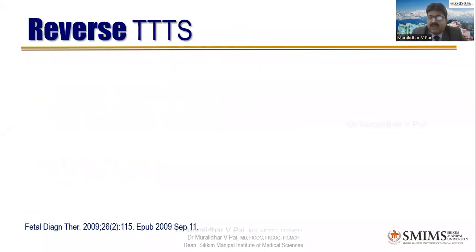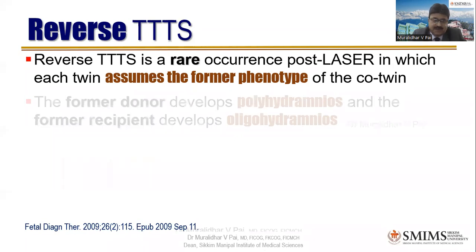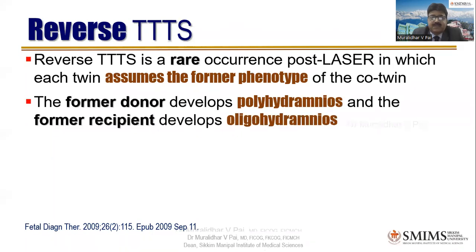Now there's one more entity called reverse TTTS. That means the donor becomes recipient and recipient becomes donor. It's a rare occurrence post-laser in which each twin assumes the former phenotype of the co-twin. As I said, the donor becomes recipient and recipient becomes the donor. The former donor develops polyhydramnios and the former recipient develops oligohydramnios. This is like reverse TTTS.